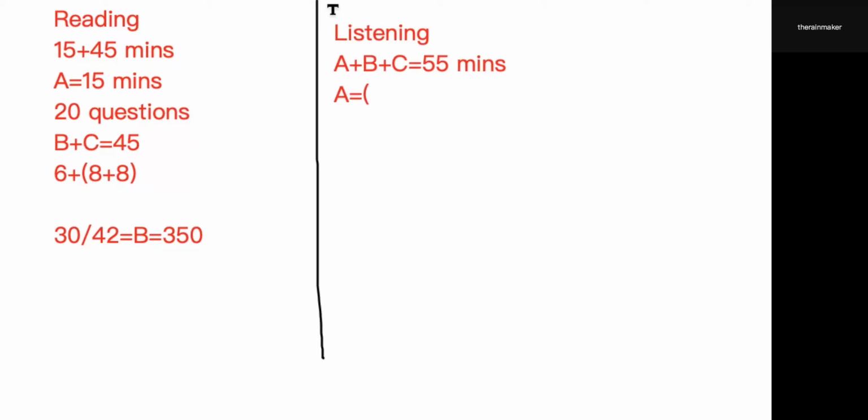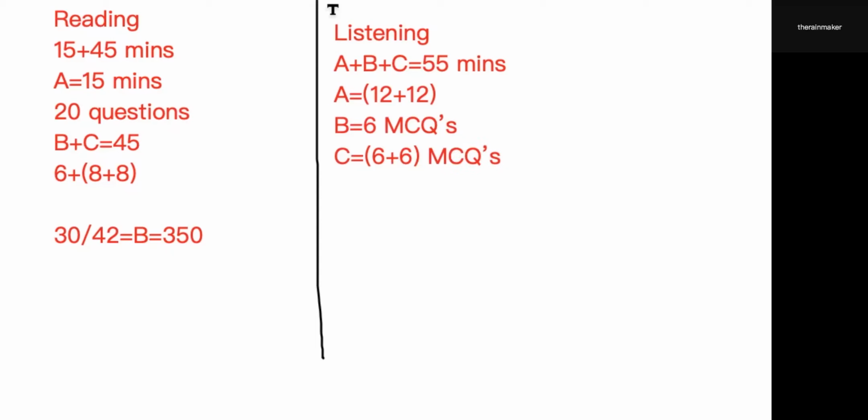Part A has 12 plus 12 questions. That means there will be two tapes played to you. Then part B is similar to reading, where there will be 6 questions, 6 MCQs. And then part C will have 6 plus 6, that's 12 MCQs.